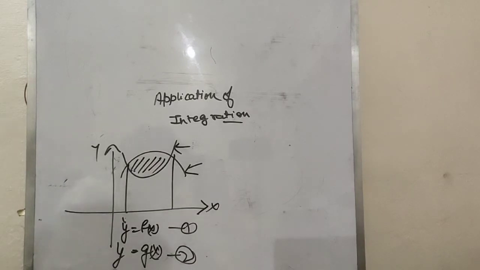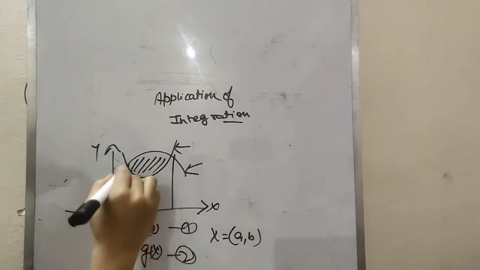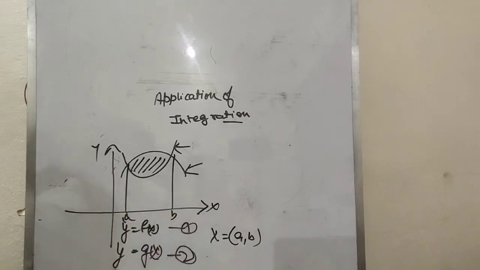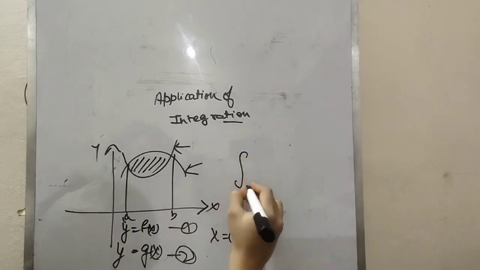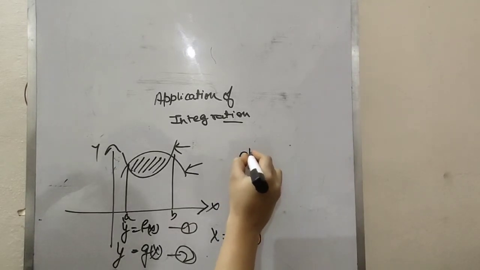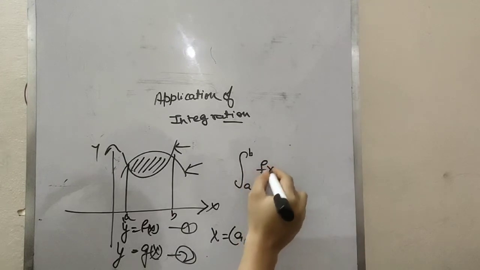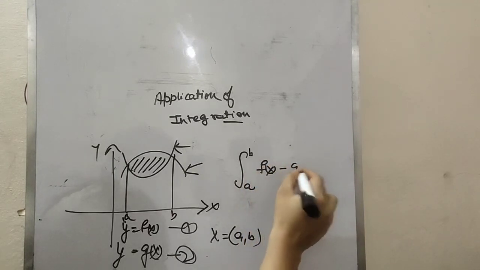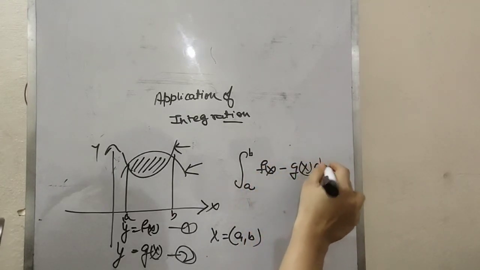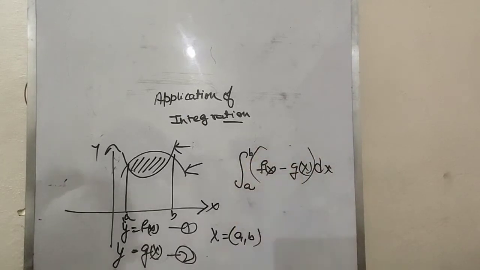So what I'm going to do is, my x values are the same for both the functions, okay, so they are leading from a to b. So this is a and this is b, okay. So what I'll do is I'll use the formula integration from a to b of f(x) minus g(x) dx. So how did I get this formula?